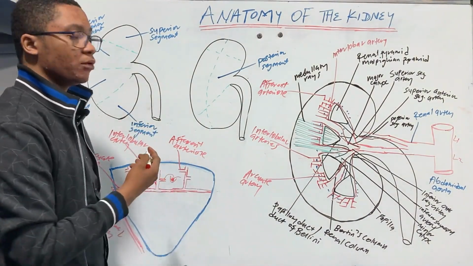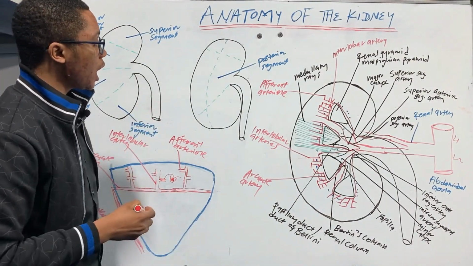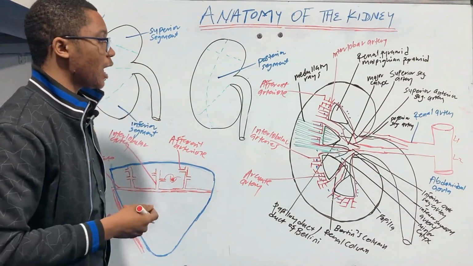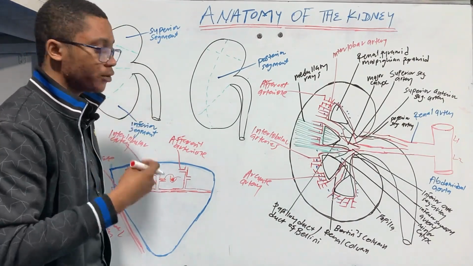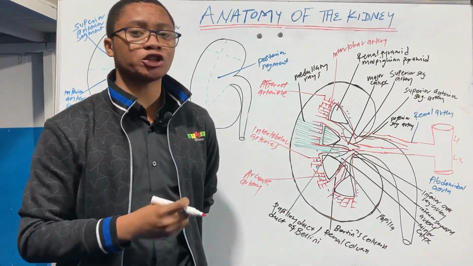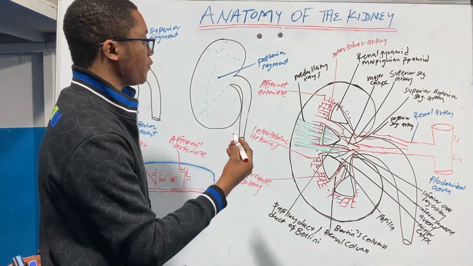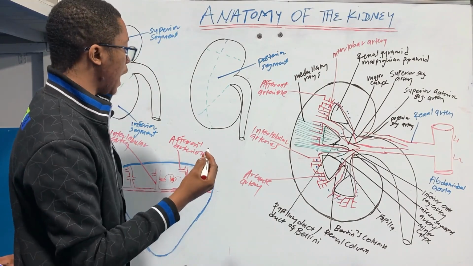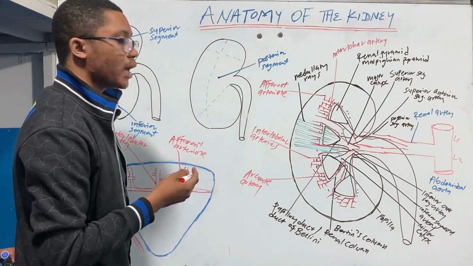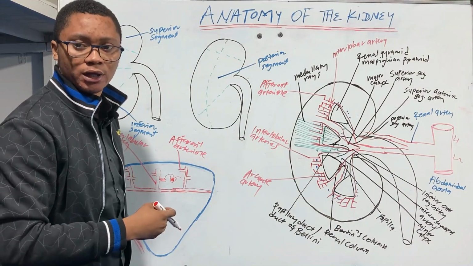Now the afferent arteriole continues into the glomerulus, and from the glomerular capillaries it gives off an efferent arteriole. When we look at the structure of the nephron, which is the functional unit of the kidney, we're going to see how the afferent arteriole continues into the glomerulus and gives off the efferent arteriole, which continues as the peritubular capillaries.